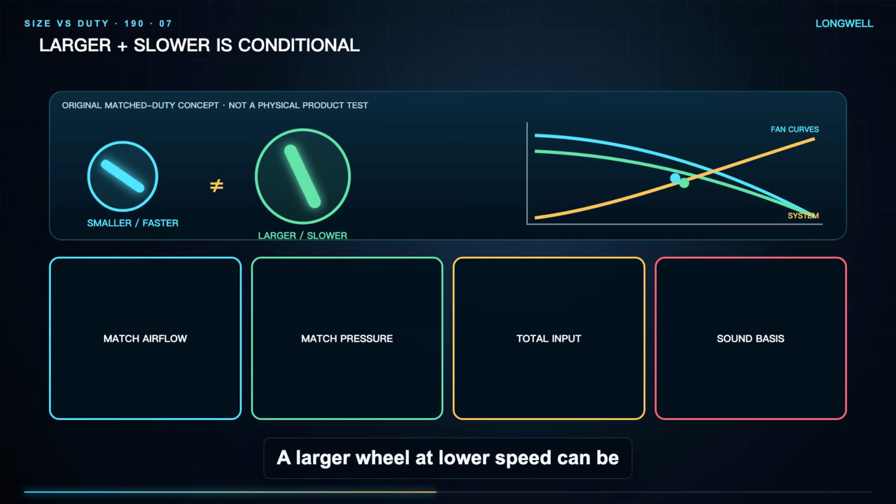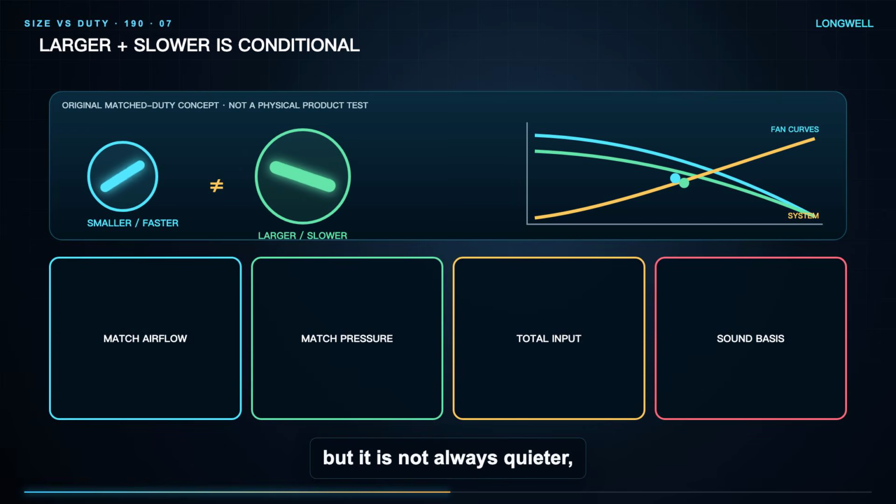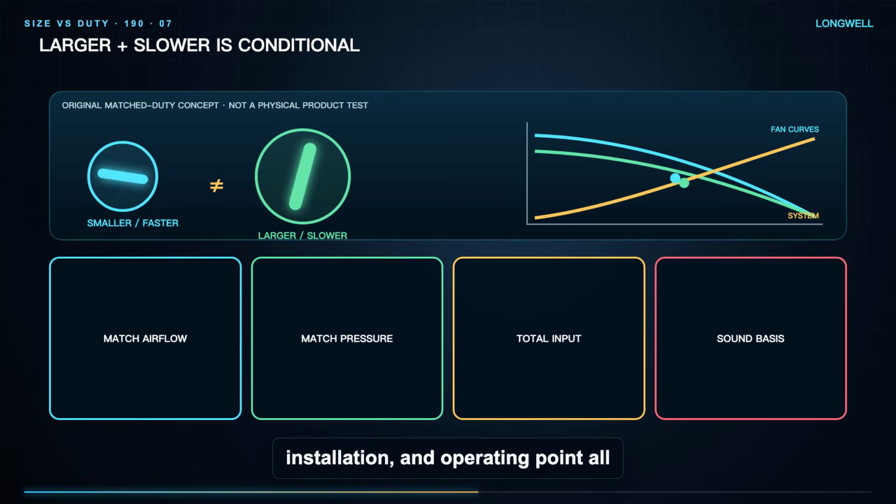A larger wheel at lower speed can be useful at some matched duties, but it is not always quieter, more efficient, or cheaper. Motor and drive efficiency, blade design, tonal noise, installation, and operating point all matter. Compare total input power and sound on a defined basis at the same airflow and pressure.